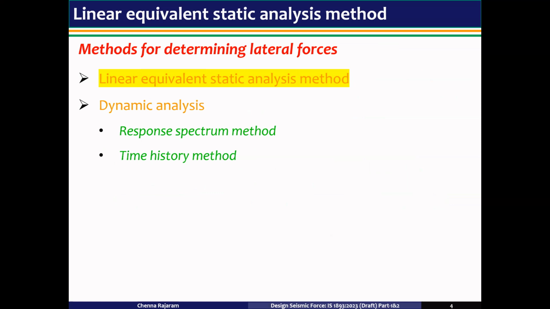What are the various methods for determining the lateral forces? There are two methods for determining the lateral forces. One is linear equivalent static analysis method and dynamic analysis method. Under dynamic analysis method, there are two methods. One is response spectrum method, the other one is time history method. In this video, we are discussing about linear equivalent static analysis method.